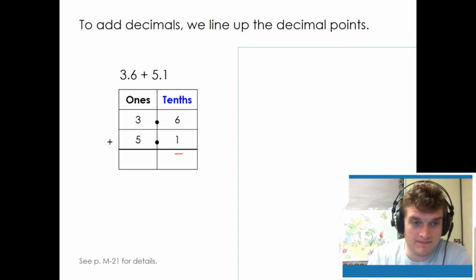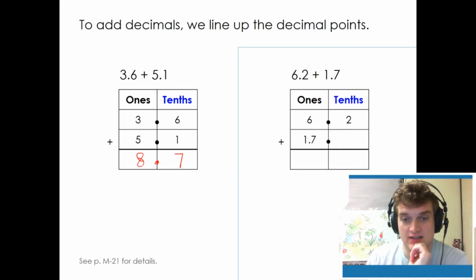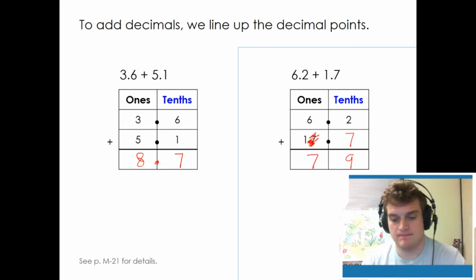6 plus 1, 7 tenths. 3 plus 5, 8 tenths. We need to make sure the decimal's lined up. We put the 1 in the ones, the 7 tenths, and then we can add.